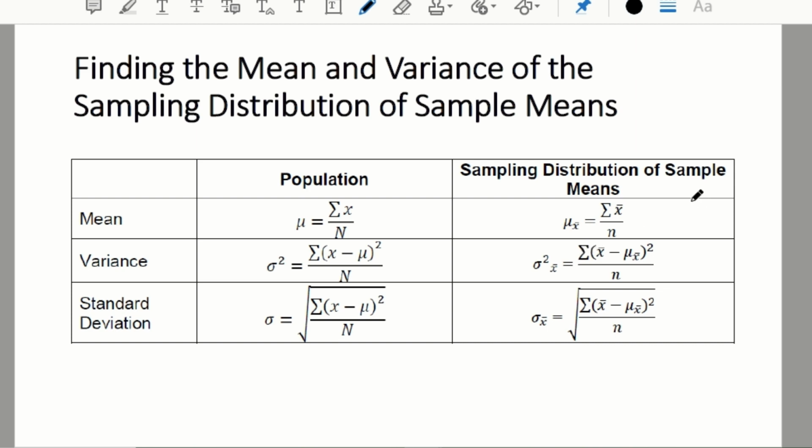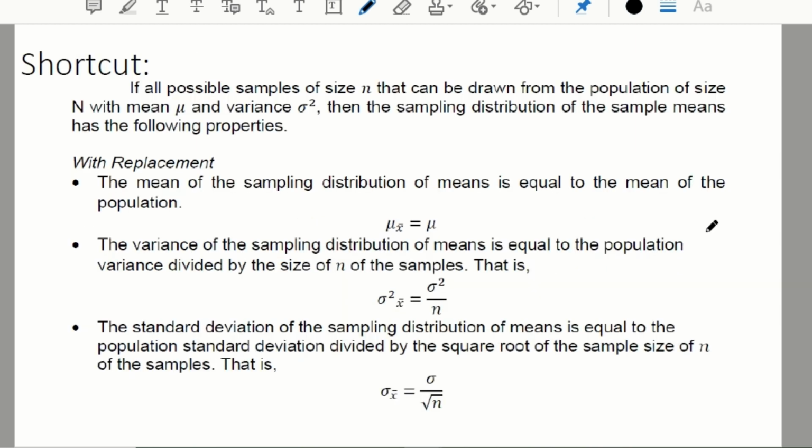Now, with regards to the sampling distribution of the sample means, we have this formula. In order for us to use this one, we must first create a table in order for us to come up with these values. But we have a shortcut. So first, we'll start with the replacement.